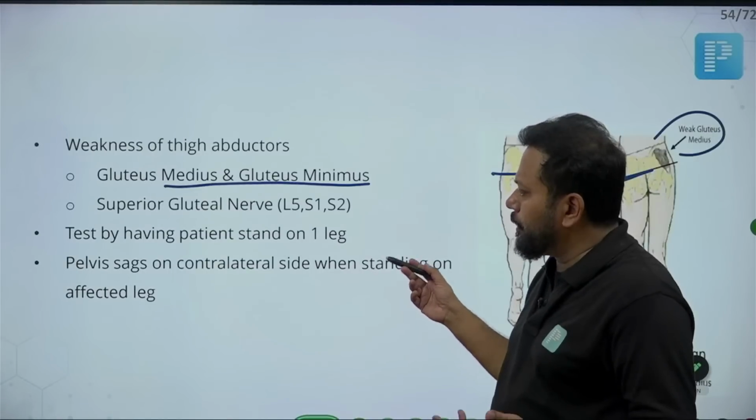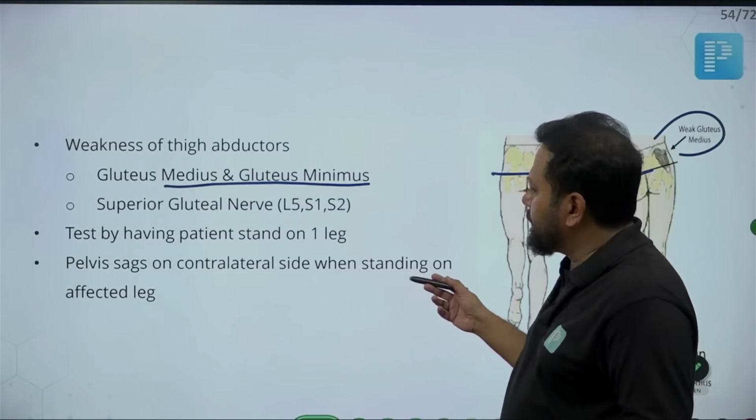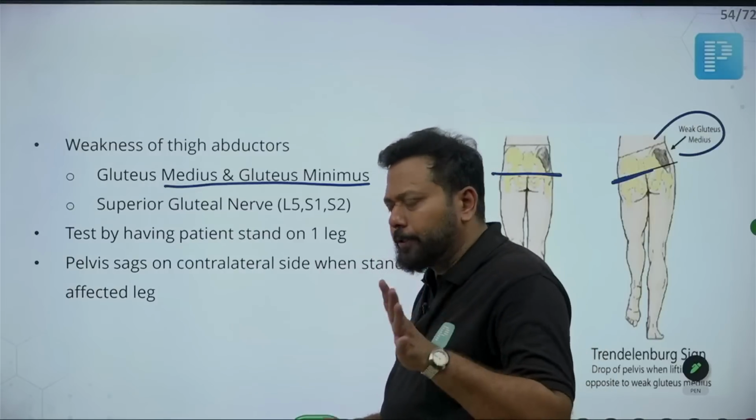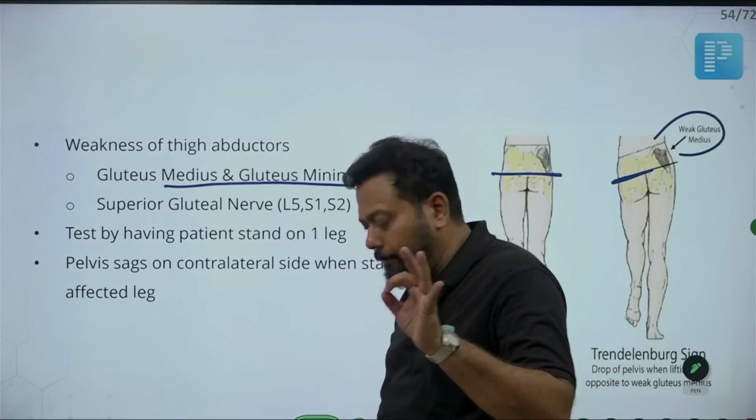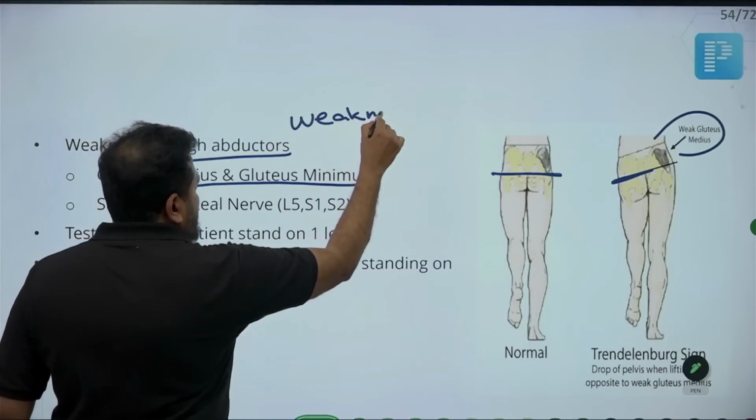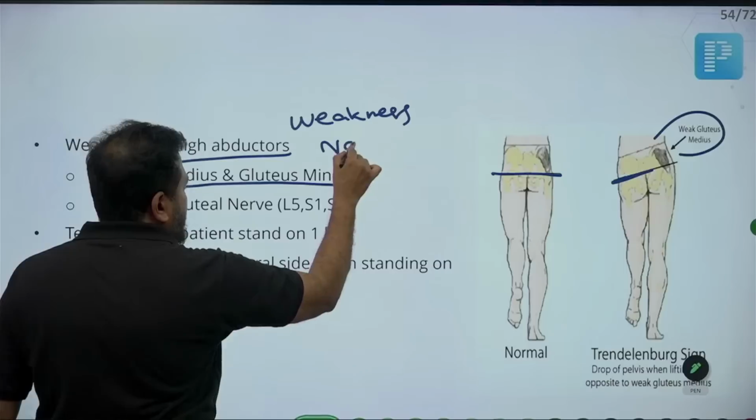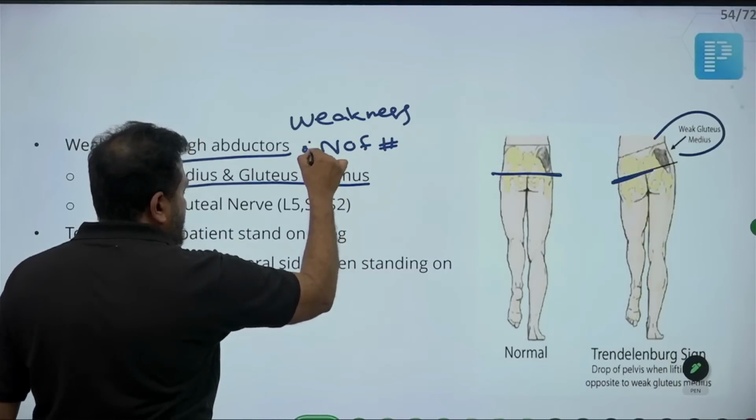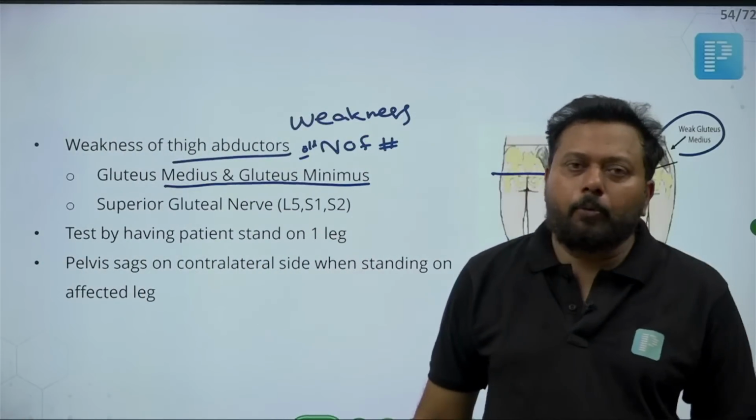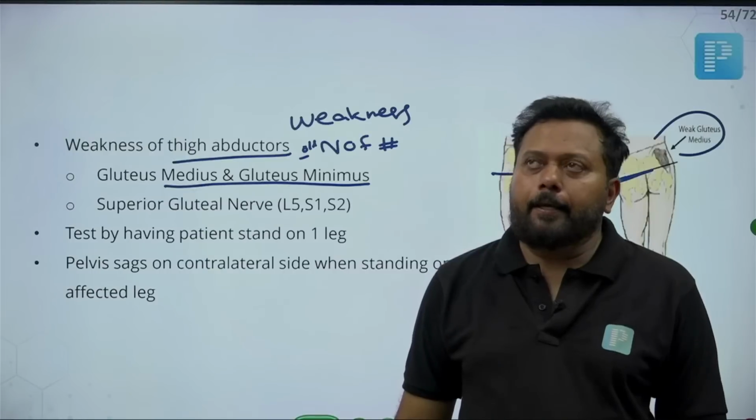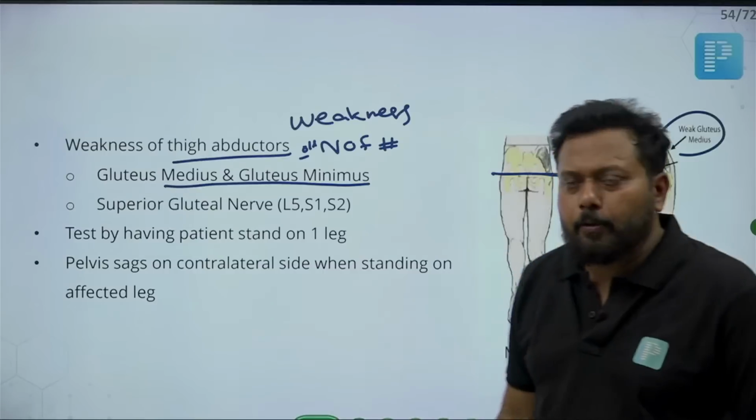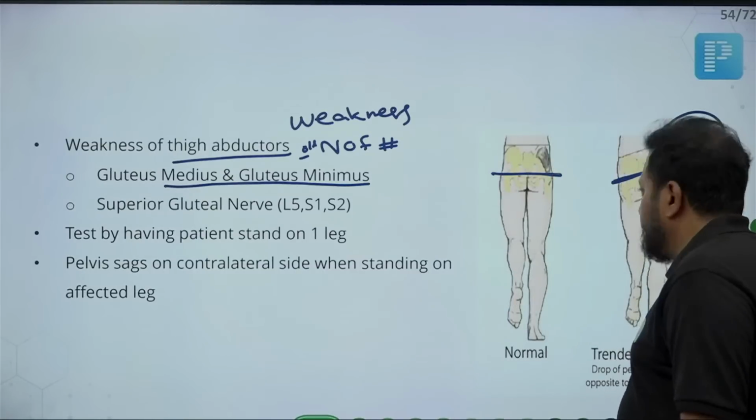Test by having the patient stand on one leg. The pelvis sags on the contralateral side when standing on the affected side. This is the test. They won't ask you how to do it again, like Thomas test. What are the conditions where Trendelenburg sign will be positive? One, thigh abductor weakness. It can also be positive in old neck of femur fracture. So, two situations: abductor weakness of the hip and thigh, and old non-union fracture neck of femur. In these two situations, your Trendelenburg test is positive.